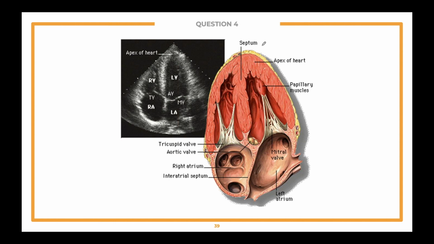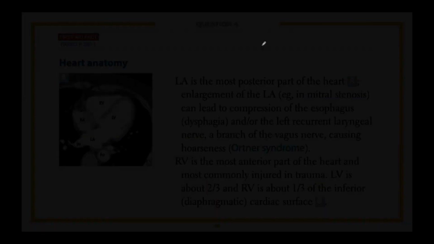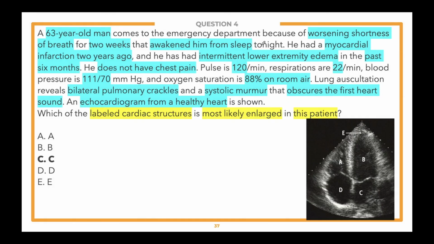So let's go back. Let's take a look at our question. Hopefully now you can see how B here is the left ventricle. C here is the left atrium, which is most likely enlarged in the setting of chronic mitral regurgitation. Answer choice D is the right atrium, A is the right ventricle, and E is the apex of the left ventricle or the heart. So all incorrect answers in this question.